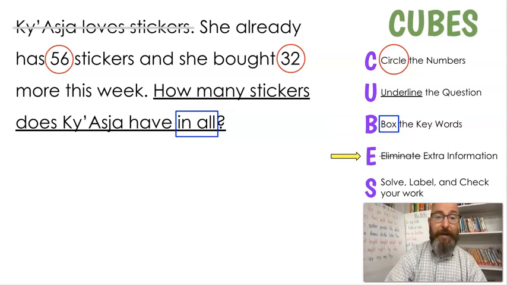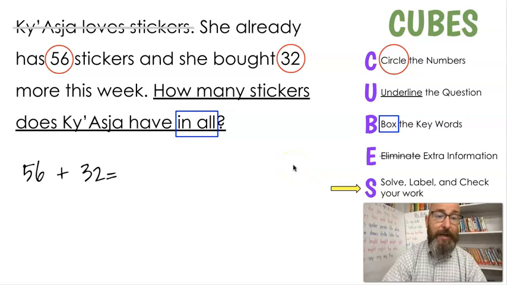So we're at a great place now. We know what our two numbers are. We know what we're being asked to find. We're being asked to find how many stickers she has in all, and we know in all means addition. So we're ready to solve, label, and check our work. So our equation is going to be 56 plus 32.